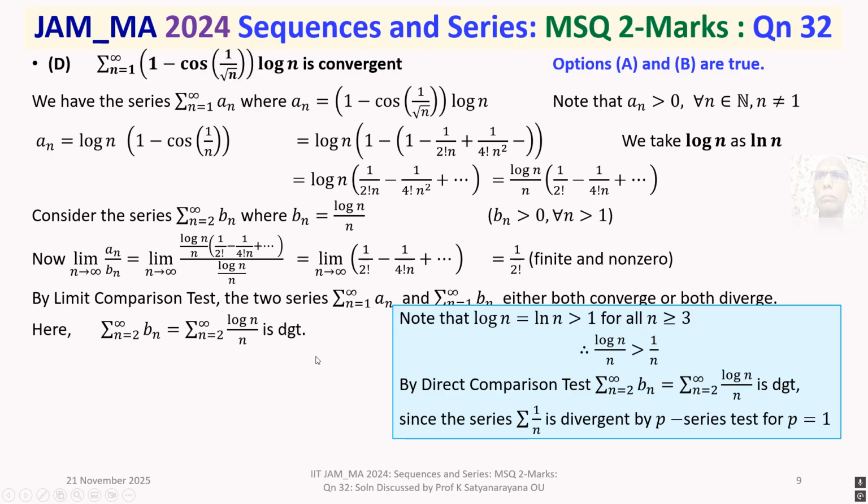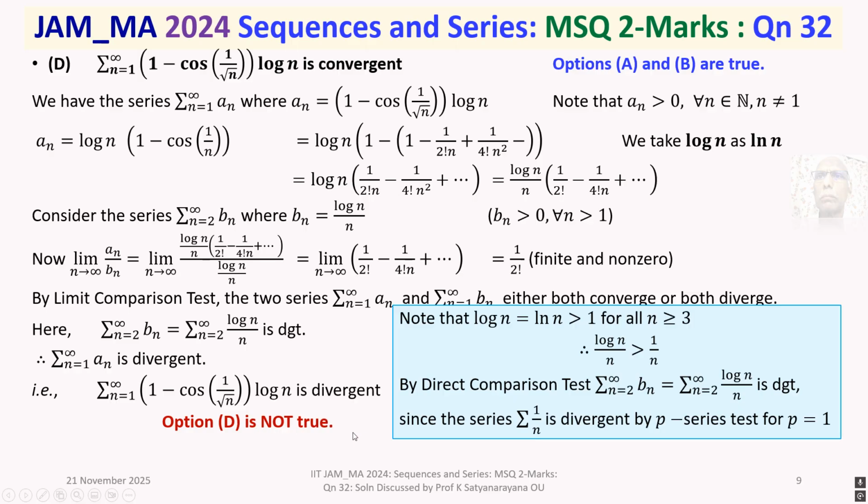Therefore, by limit comparison test, sigma an is also divergent. That is, sigma n equal to 1 to infinity of (1 minus cos of 1 by root n) multiplied by log n is divergent. Yes, we have written correctly 1 by root n. Here itself 1 by root n should be there, but we have written 1 by n, a typographical error, but the expansion written is for the cos of 1 by root n only. No problems. So it is divergent. But in option D, it is given to be convergent. Therefore, option D is not true.